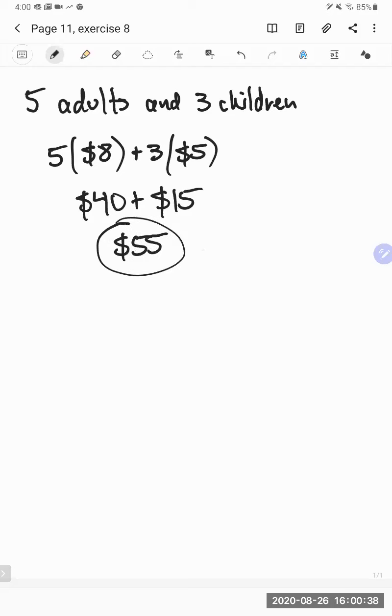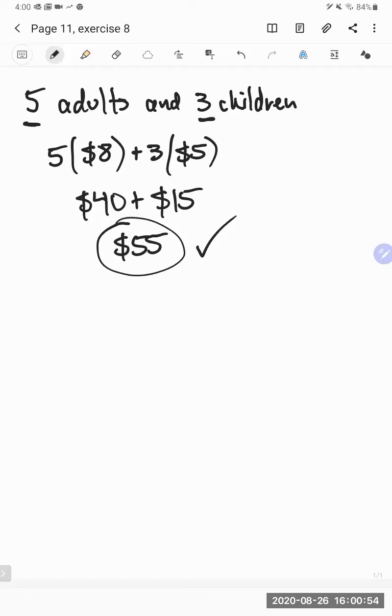So a lot of times students will come up with that answer. They'll say, oh yeah, $55. That's great, right? So that adds up to be the total that we were charged. Now the problem with this is that 5 adults and 3 children does not make 9 people. That only makes 8 people. And we were supposed to have 9 people, right?